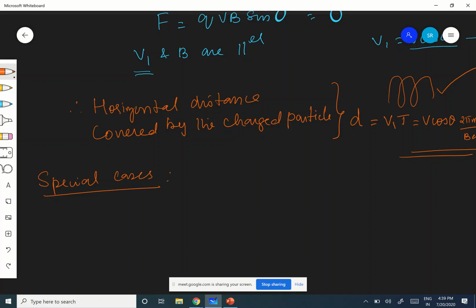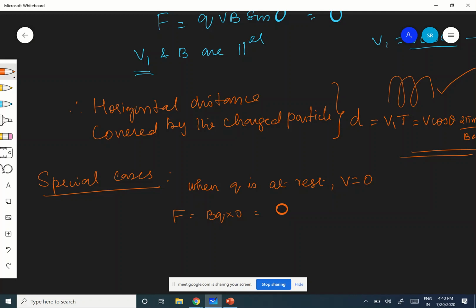What are special cases? First one, number 1: when the charged particle is at rest. When Q is at rest, what is the force experienced by the charged particle? F is equal to BQV, and V is 0. At rest means V is equal to 0, therefore F is equal to 0. Therefore, it will not experience any force.